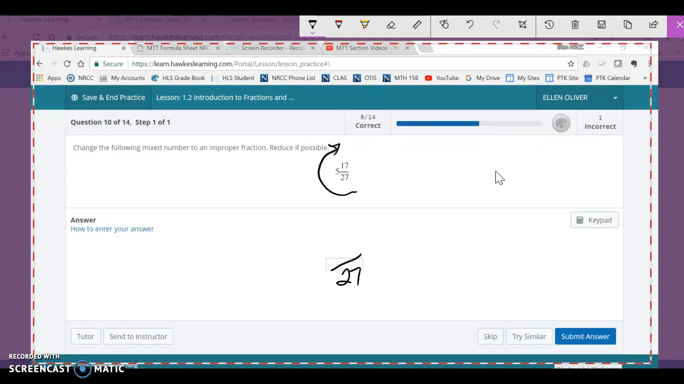I know my denominator is 27. I got to do 27 times 5 plus 17. So 27 times 5 is not on my 20 by 20 multiplication table, but 5 times 7 is. 5 times 7 is 35. 5 times 2 is 10, plus 3 is 13. So it's 135, but don't forget I still have to add my 17.